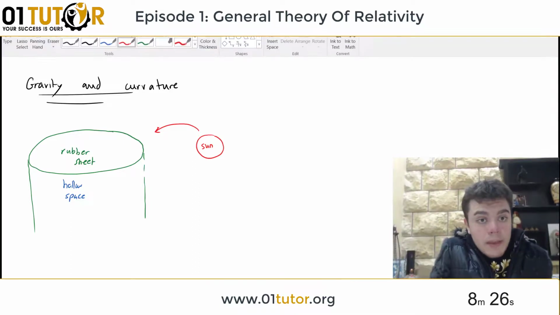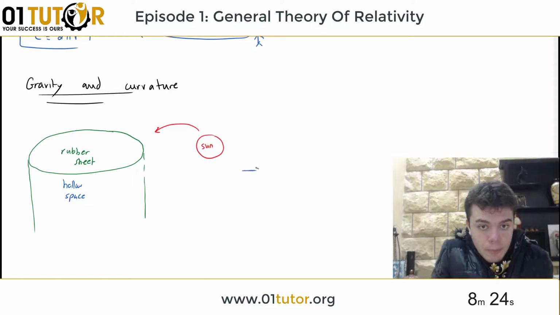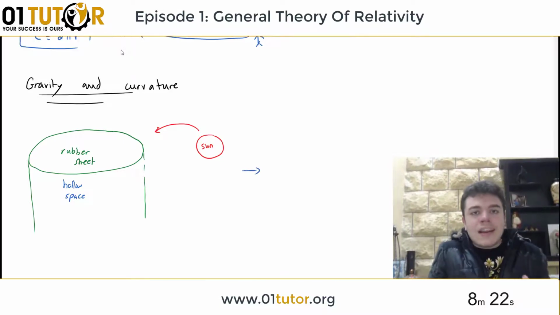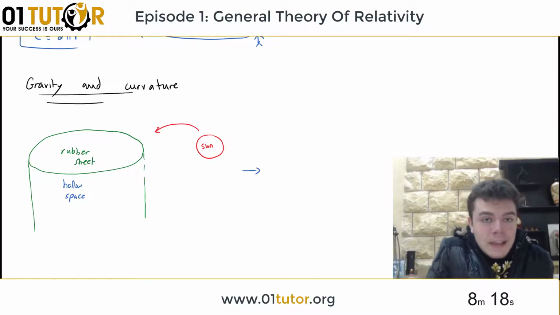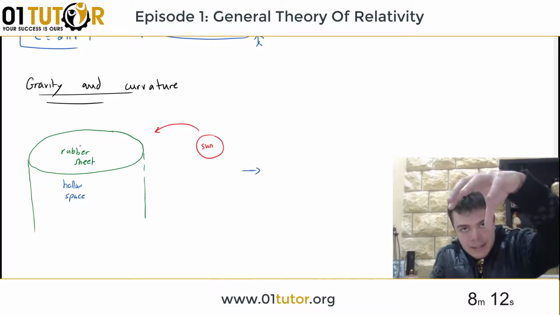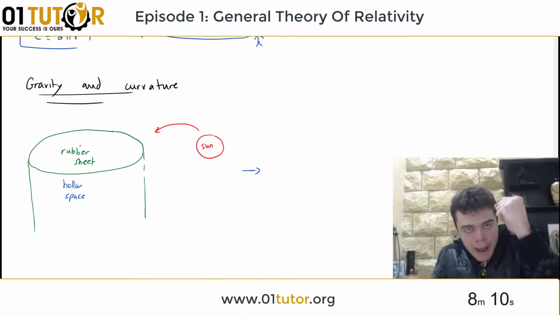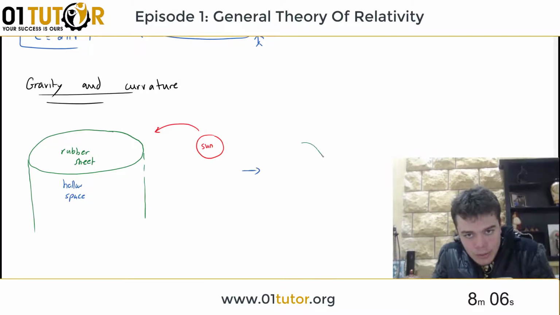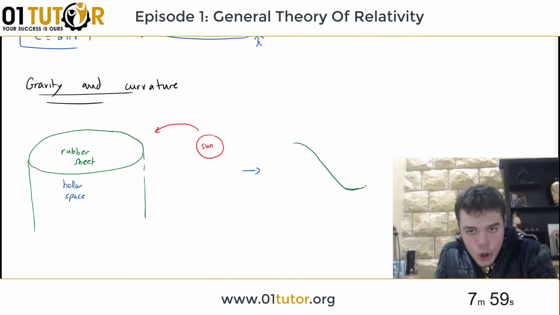When you place a ball in the middle, the sun is going to occupy space, and the rubber sheet would look something like this. Instead of being flat, when you place the ball in the middle, because the ball has mass, the rubber sheet will now look something like this. It's going to be curved. It's going to be a curved surface.